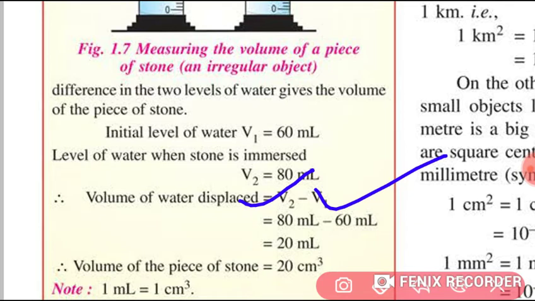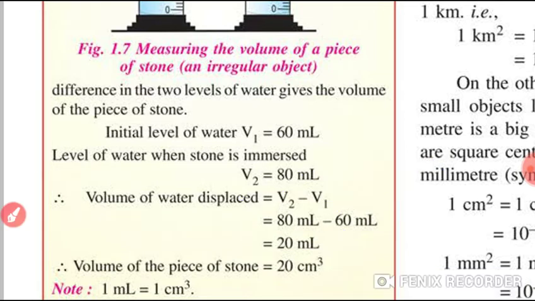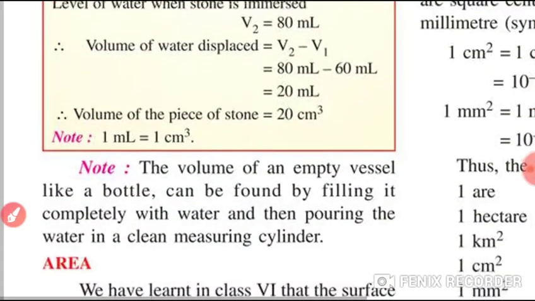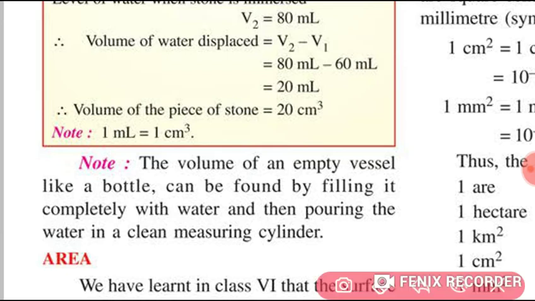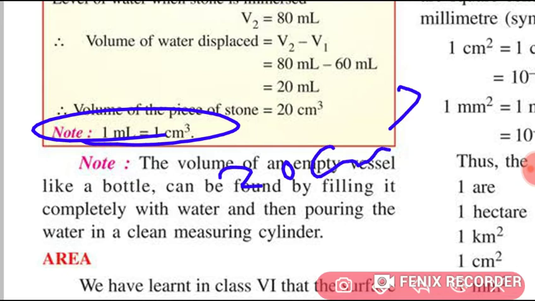That means 100 ml minus 60 ml, you will get what? 20 ml. That means this 20 ml is the volume of one piece of stone, equals what? 20 centimeter cube. And why? You have to note it down that 1 milliliter is equal to 1 centimeter cube. If 20 centimeter cube, then how much milliliter will it become? 20 ml. Right?